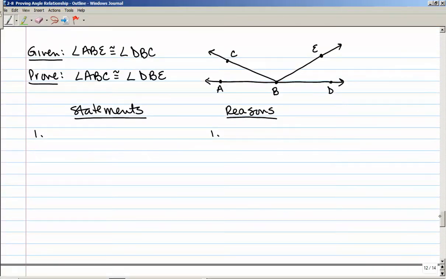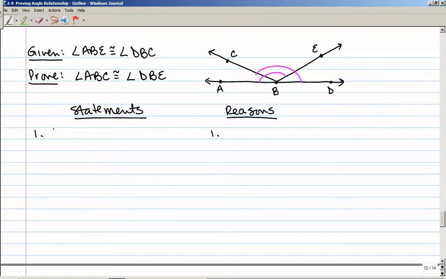Here's our second proof. Given that angle ABE is congruent to angle DBC, that's going to be a little hard to show. Maybe I can draw it anyway. ABE, so that's this angle here, is congruent to angle DBC. That's this angle here. And that's a little confusing because they kind of overlap each other in the middle. I have to prove that angle ABC, this small one right here on the left, is congruent to angle DBE. That's this small one over here on the right.